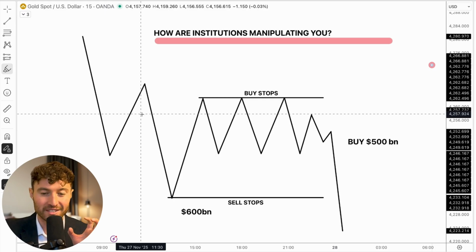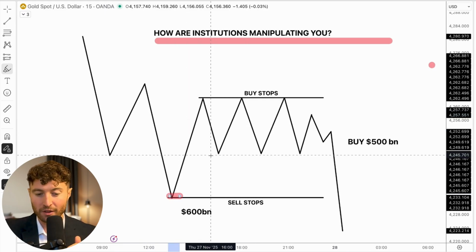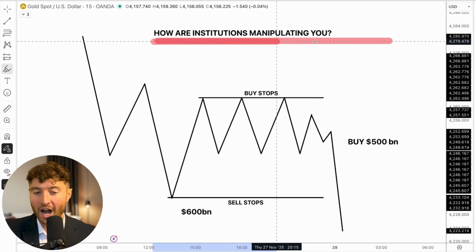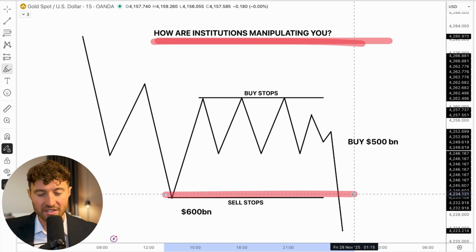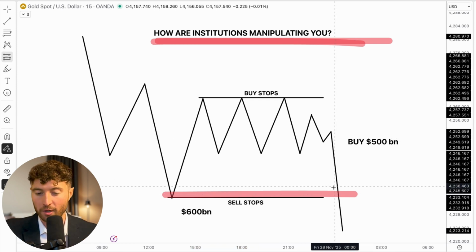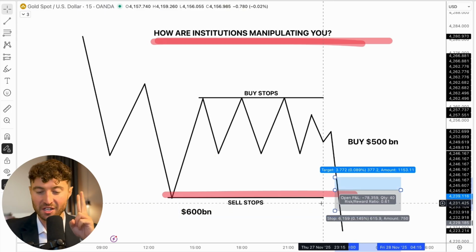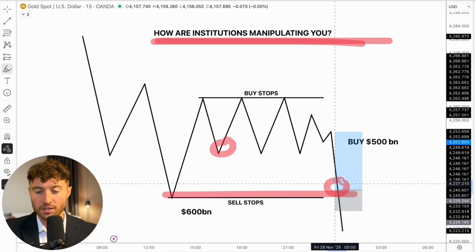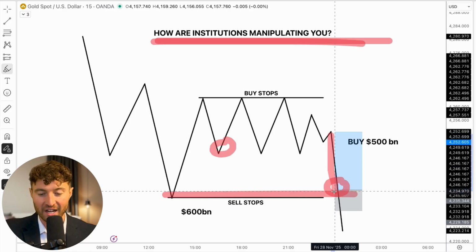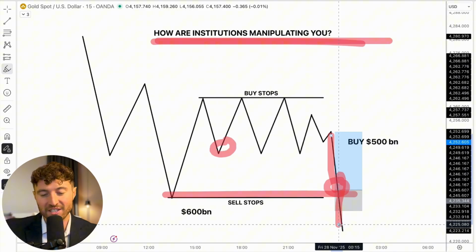But how are they manipulating you? Most traders are going to see this low, they're going to see these equal lows. When price gets down here, they're going to see this as a support level. So they're going to be looking at buying right here with a stop loss below this so-called support level, and then targeting a higher price. So what will happen is price comes down, and these traders that get long right here thinking the market's going to go higher get stopped out. What they're doing is providing sell side liquidity to the bigger players.